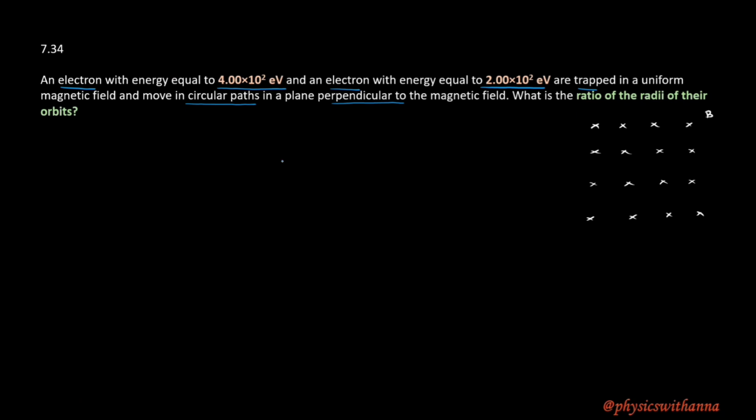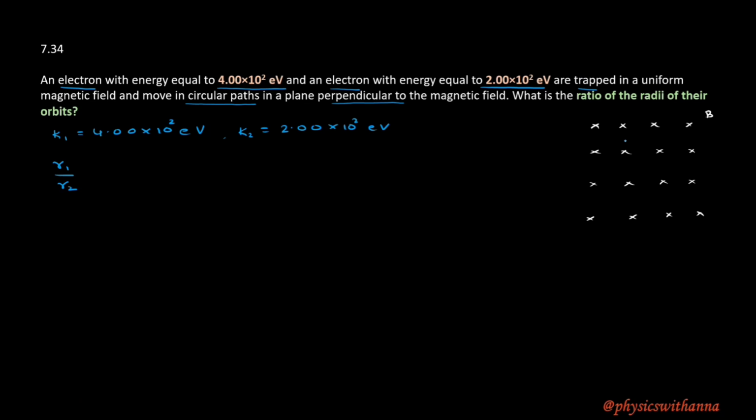So here in this question, you have two electrons, one with kinetic energy, which we will write as K1, of 4 times 10 to the power 2 electron volt, and the other with kinetic energy K2 of 2 times 10 to the power 2 electron volt. Both of them are trapped inside a magnetic field, and are moving in circular paths. And we need to find the ratio of their radii. So we need to find what is R1 over R2 if they are both moving perpendicular to the magnetic field.